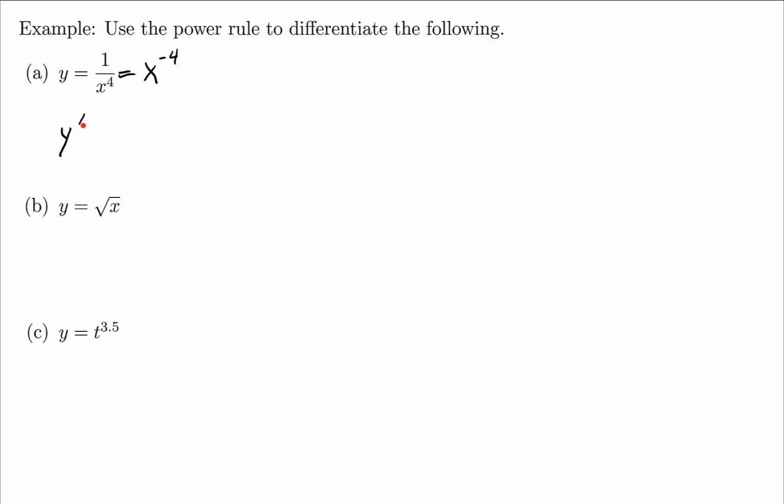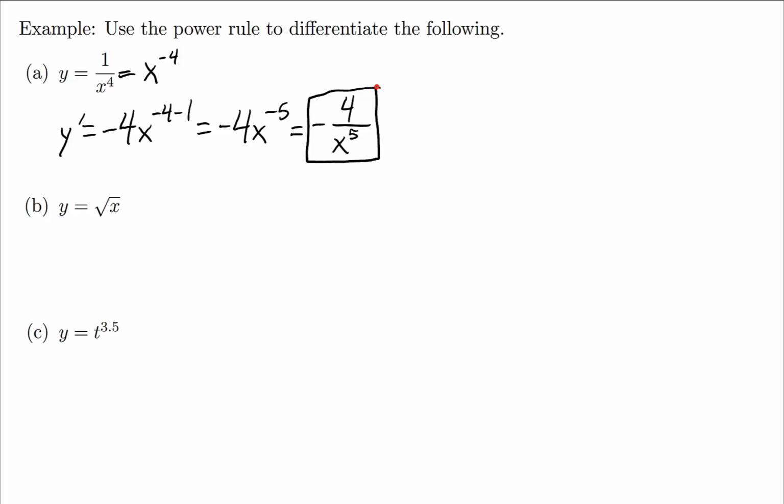So I have y prime is equal to, bring the negative 4 to the front, and then I'm going to write this out to subtract 1 from the power. When you're doing a negative number, be careful. It's very easy to make a mistake here, and there's no shame in pulling out a calculator to figure out what negative 4 minus 1 is if you must. I get negative 4 x to the negative 5, and then I'll rewrite that as negative 4 over x to the 5th to change it back to the form it was originally in.